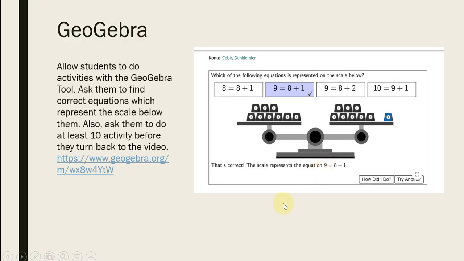And I will allow students to do activities with this GeoGebra tool, and I will ask them to find the correct equations which represent the scale below. Also, I ask them to do at least 10 activities before they turn back to the video. This is my starting activity.